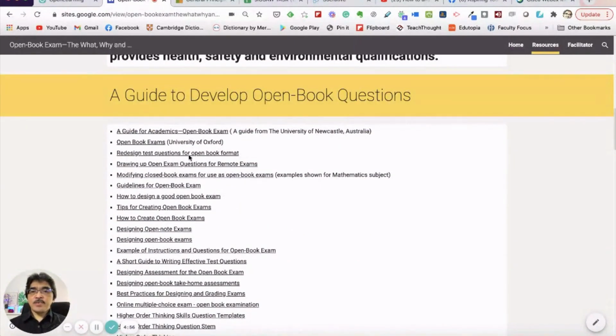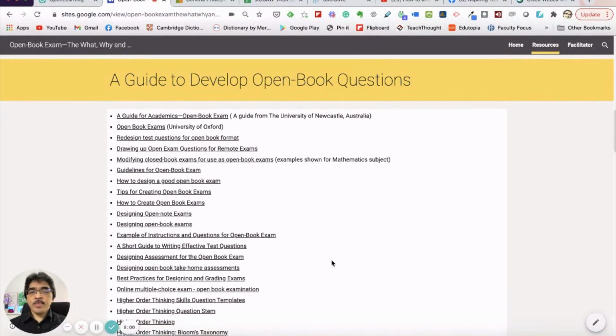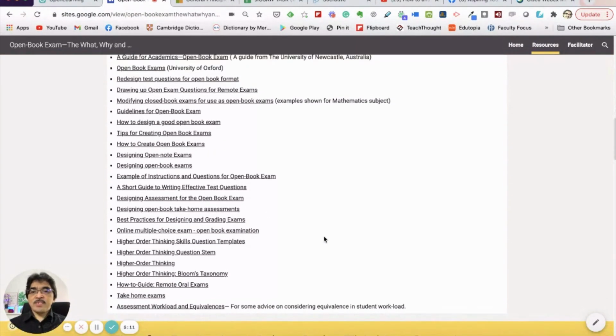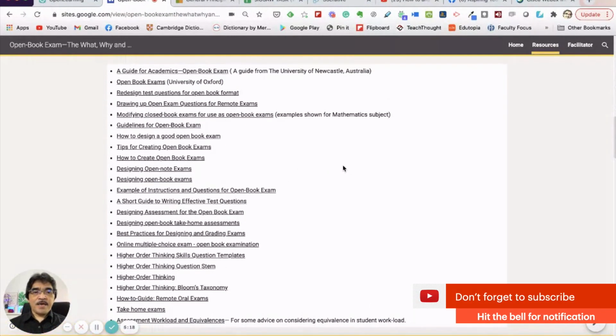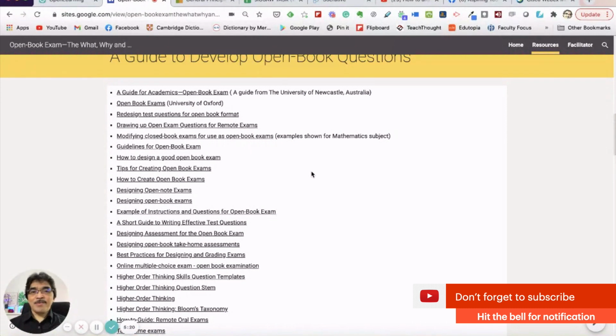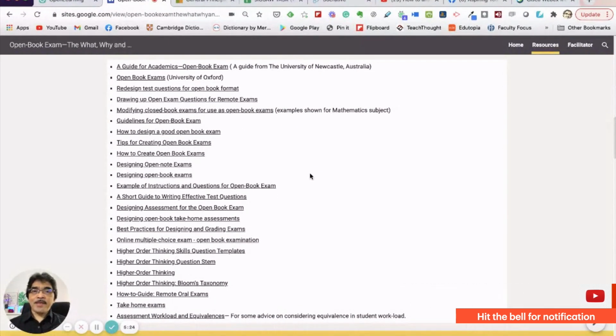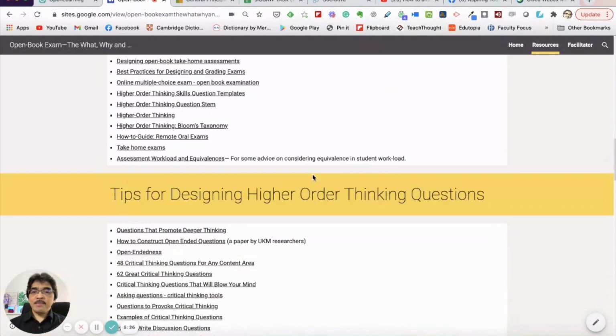Then the next section is a guide to develop open book questions. These resources are specifically explaining how to design the questions for the open book exam. There is quite a long list that I have prepared here. These are the selected ones. Of course, there are hundreds or maybe thousands of resources out there, but I have tried to filter and choose some of the good ones or the best ones.